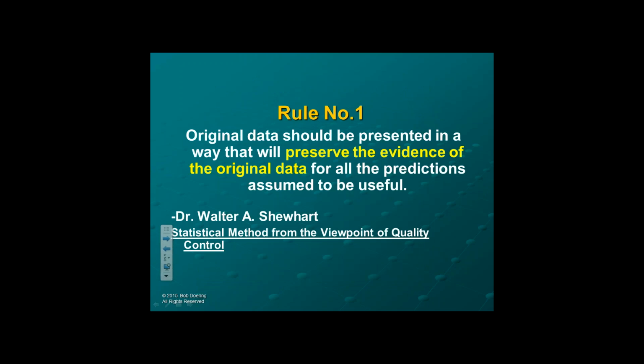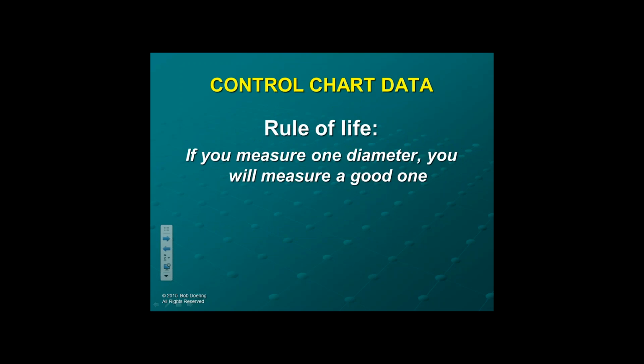Now the rule number 1 from Shewhart, and if we're going to do SPC, we're going to have to use Shewhart because we need to get some street cred: the original data should be presented in a way that will preserve the evidence of the original data for all the predictions assumed to be useful. So we want to use the actual data to generate the information. We don't want to do any transformations. We want to use it as it's generated to preserve that evidence.